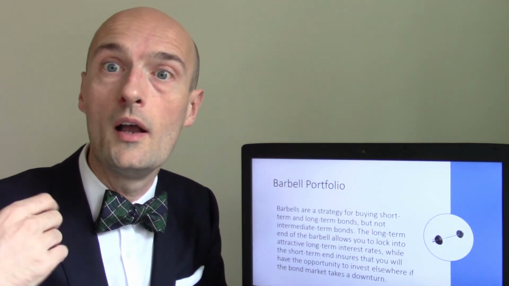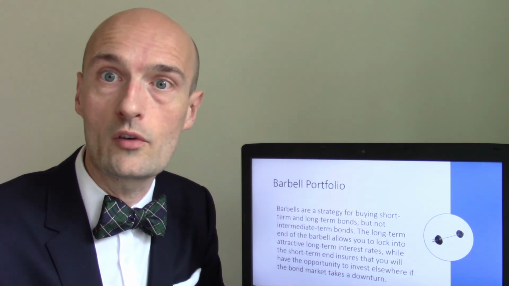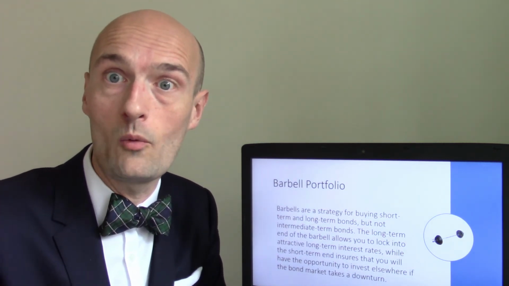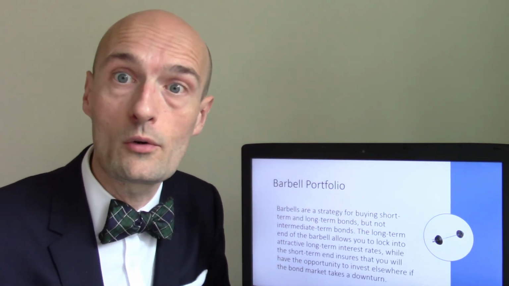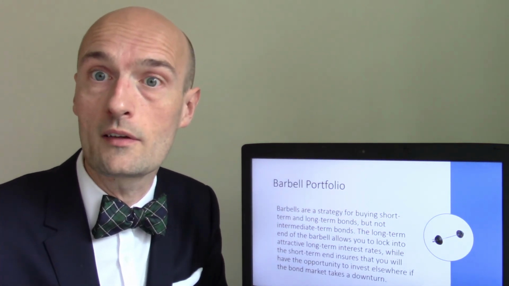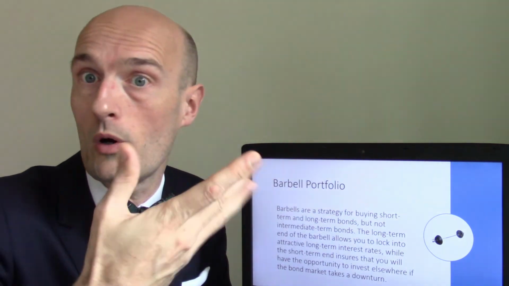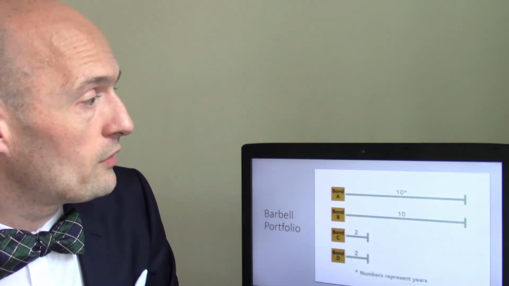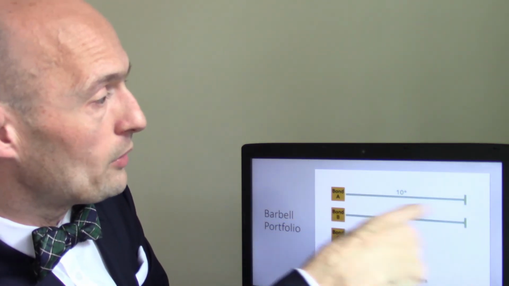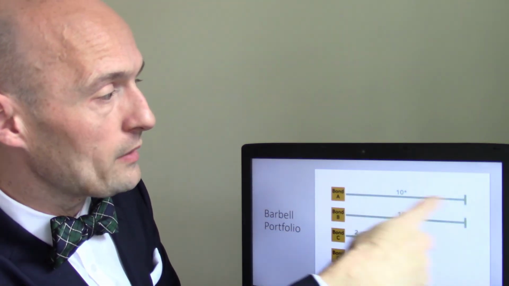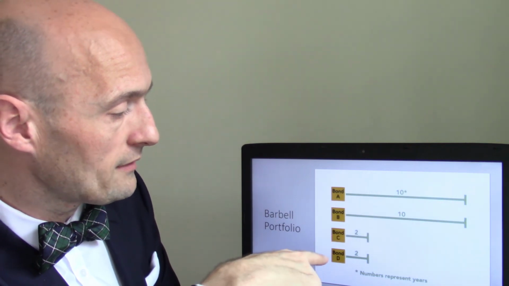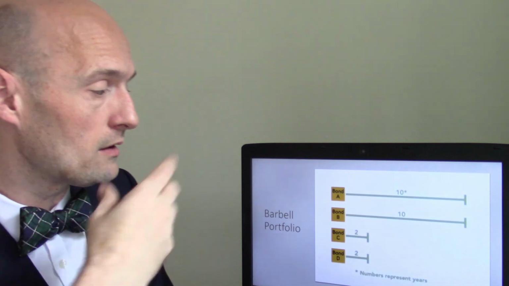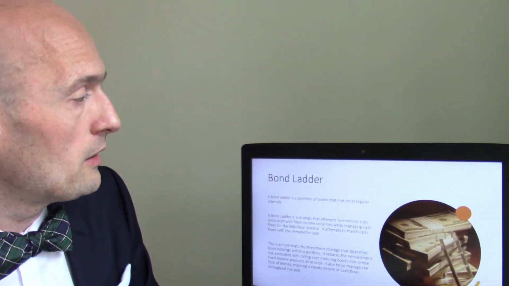But because you're maybe hoping that interest rates are likely to go up, you're keeping a lot of your portfolio in short-term bonds that you'll hopefully redeploy when rates go up. That's kind of the idea behind a barbell portfolio. So as you can see here, they've bought bond A and bond B, which are 10-year bonds, and they bought bond C and bond D, which are 2-year bonds, and they haven't bought anything in the middle. So that's a barbell portfolio.